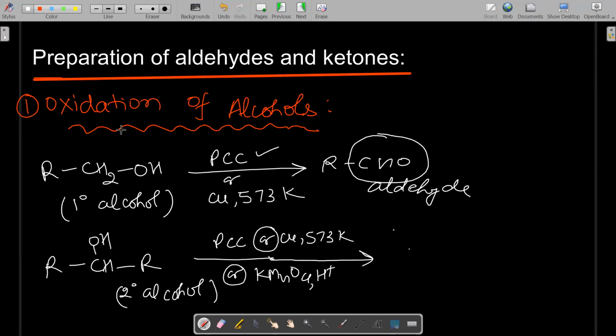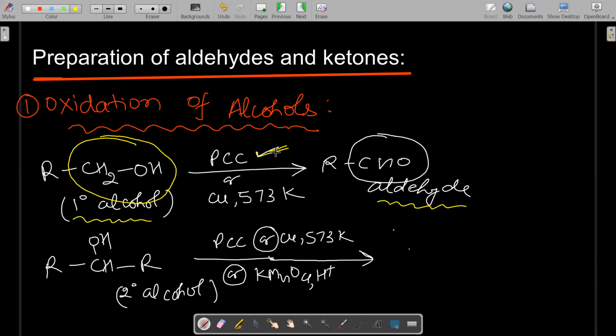That is, first, oxidation of alcohol, or we can say dehydrogenation of alcohol. You can see when primary alcohol, that is RCH2OH, is oxidized in the presence of PCC, this CH2OH group directly converts into CHO. So when we go from 1 degree alcohol to aldehyde, we have to add a mild oxidizing agent like PCC. PCC is the mild oxidizing agent.